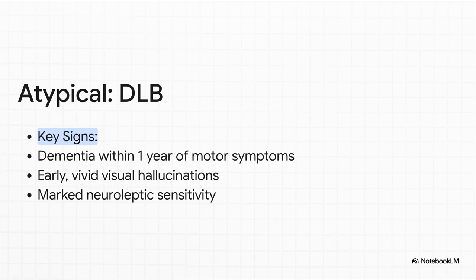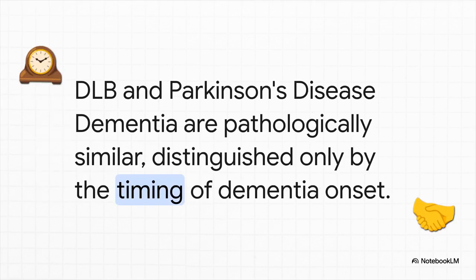Now, DLB actually exists on a spectrum with something called Parkinson's disease dementia, or PDD. At a pathological level, they're really the same disease. The distinction we make is totally arbitrary, and it's based purely on a one-year rule. If the serious cognitive decline happens within 1 year of the motor symptoms, we call it DLB. If it develops after more than a year of established motor Parkinson's, we call it PDD. Together, they make up the Lewy body dementias.